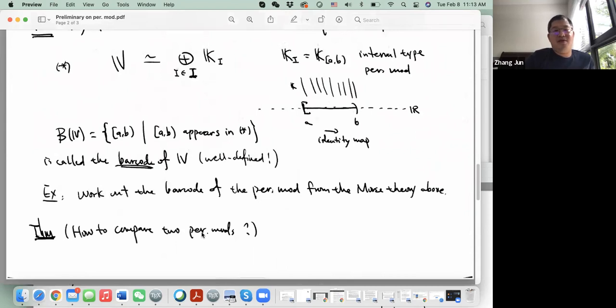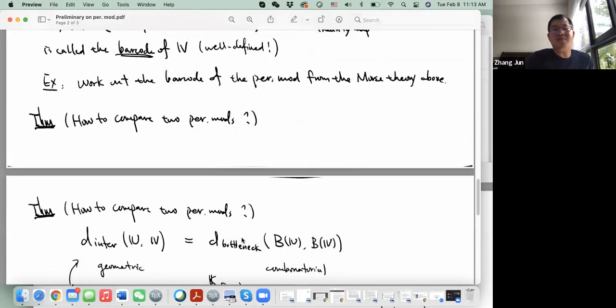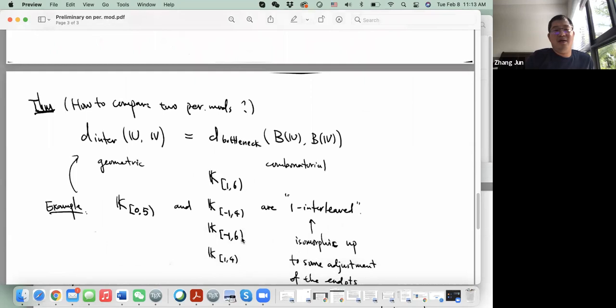Okay, and then another theorem tells you how to compare two persistence modules. It's actually not appeared very much in this talk, so I will very briefly talk about that. Here is called the isometry theorem. On the left-hand side, if I give you two persistence modules, U and V, then there is something called interleaving distance. It's quite geometric.